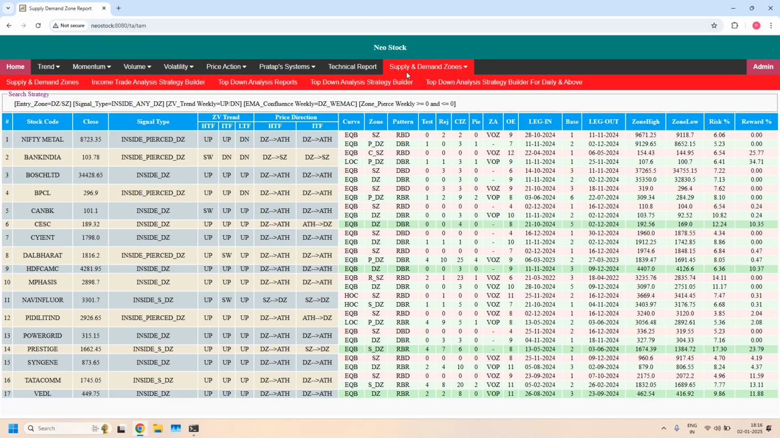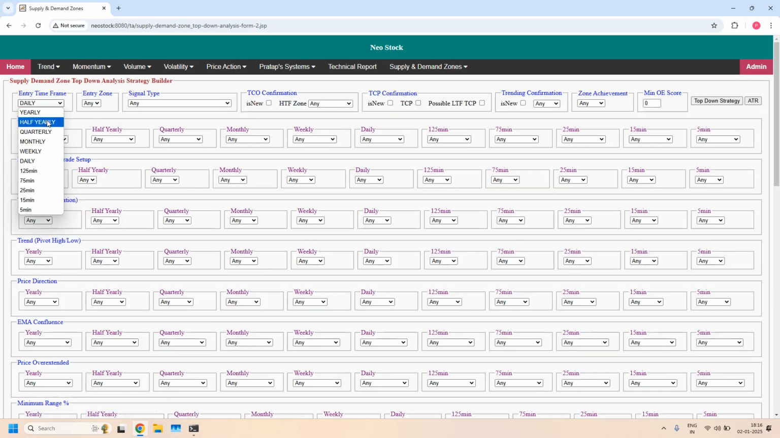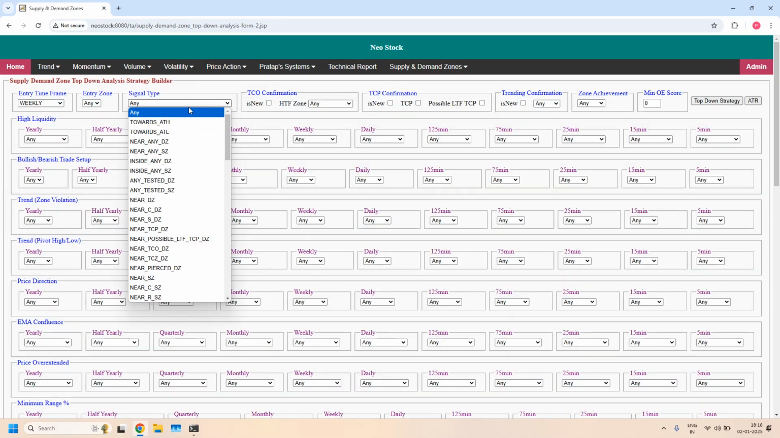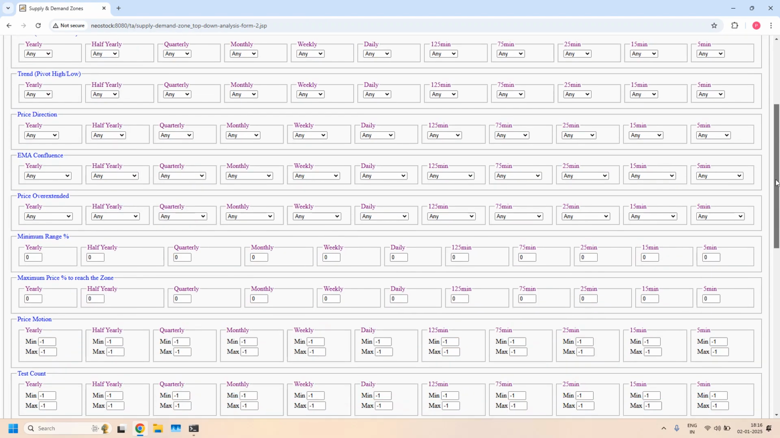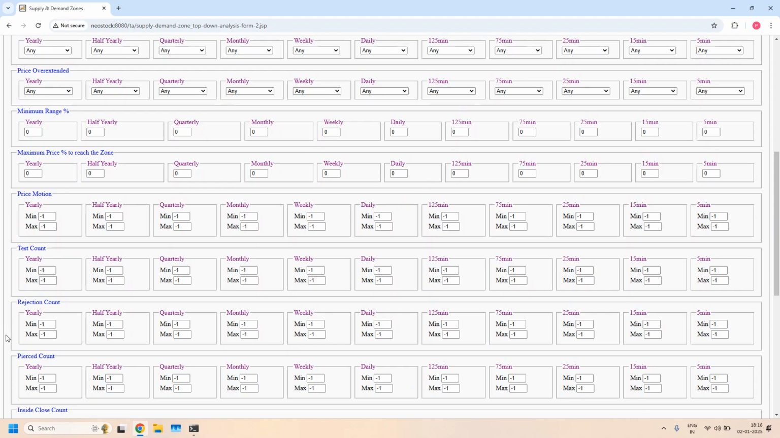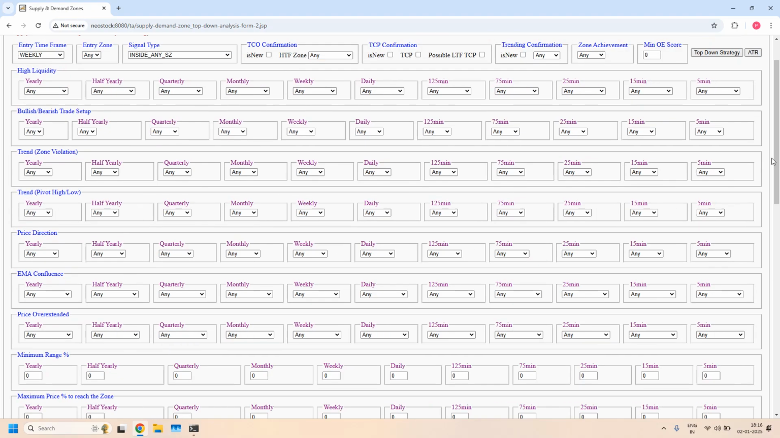Okay, next, weekly time frame. Price closed inside the weekly supply zone. And these weekly supply zones should not be pierced. I am setting minimum value 0, maximum value 0. Let's filter.